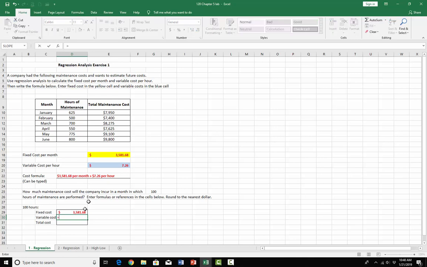So we're going to say equals the $7.26 times the 100 hours, and that gives us our variable cost. Our total cost is equal to the fixed cost plus the variable cost, so this is equal to this plus that. So our total cost in a month when we have 100 hours is $4,307.24.